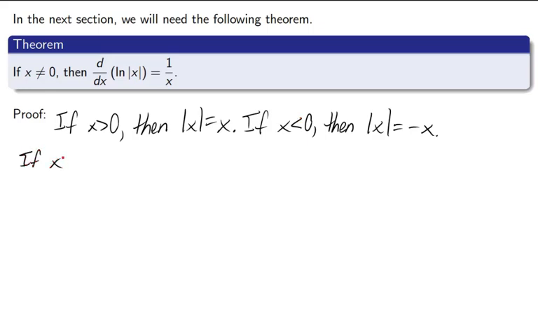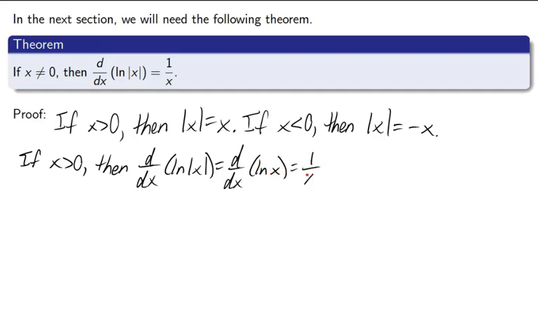If x is greater than 0, then the derivative with respect to x of natural log of absolute value of x is just the derivative of natural log of x, which is 1 over x. Okay, so we got 1 over x when x is positive.